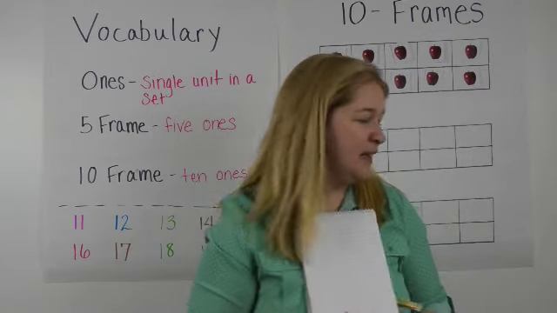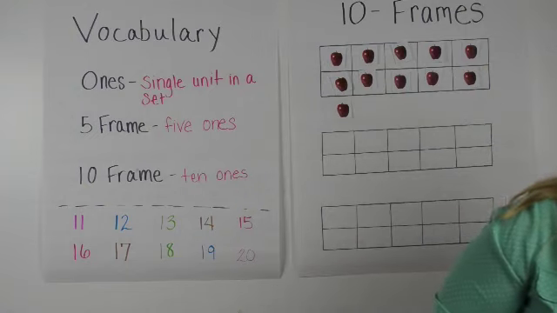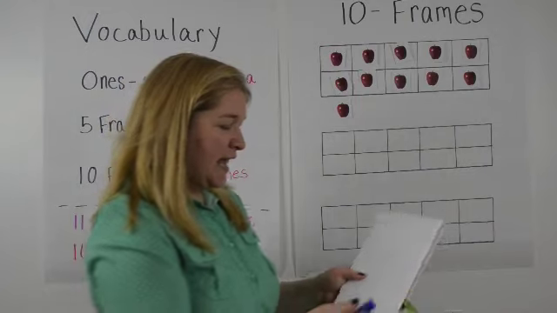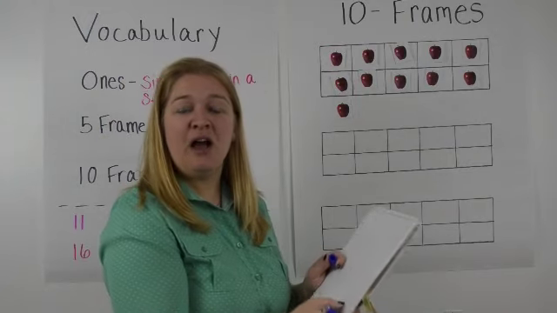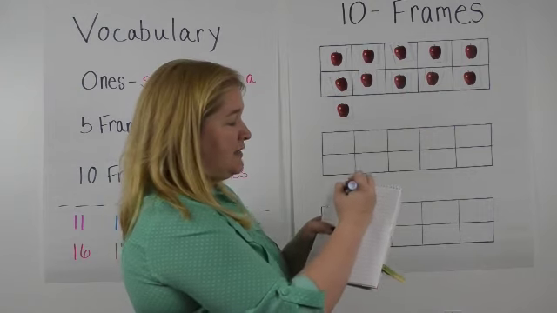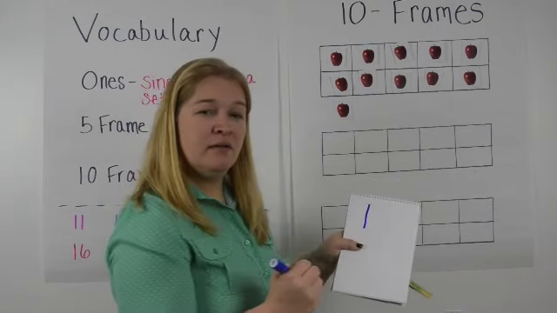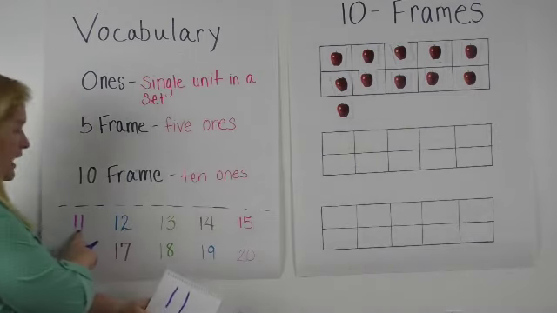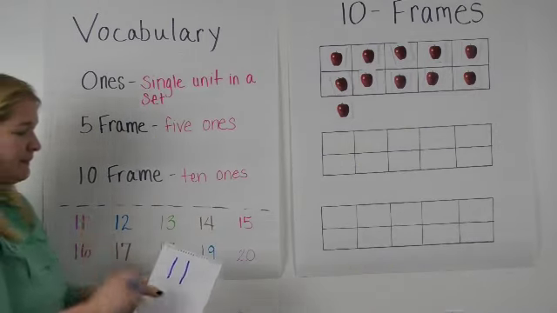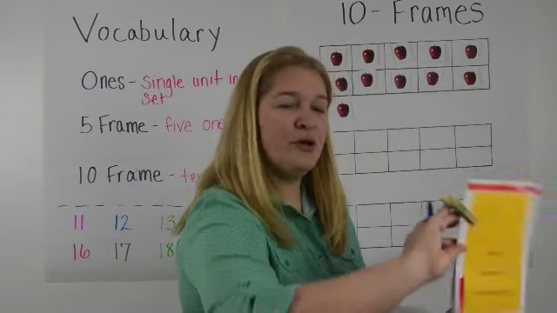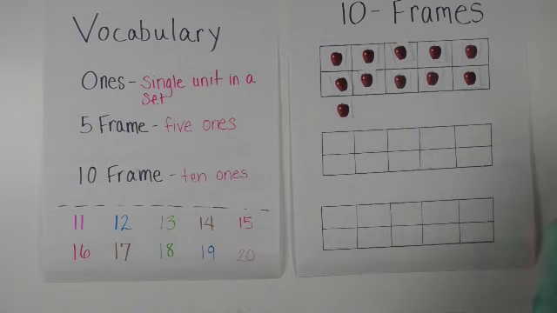Okay, now that you have your math journals out, I want everybody to open up to a blank page. And we're going to start really concentrating on the numbers that are bigger than 10. So today, I'm going to have you write the number 11 in your math journal. The number 11 is the number 1 with the number 1. 11. Yes, you can use any color marker you want.